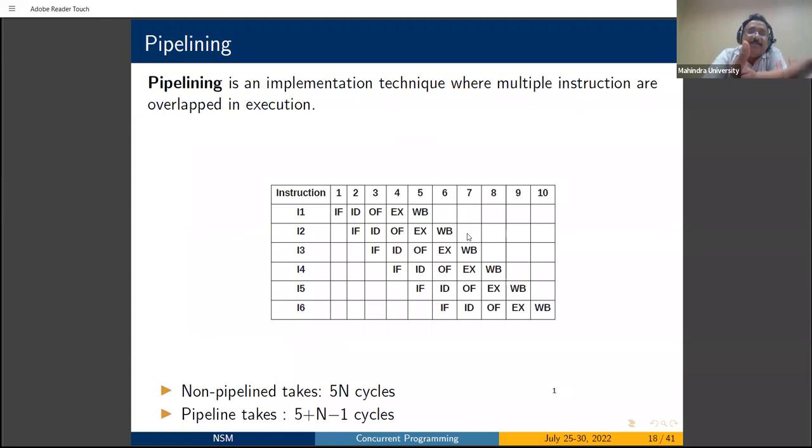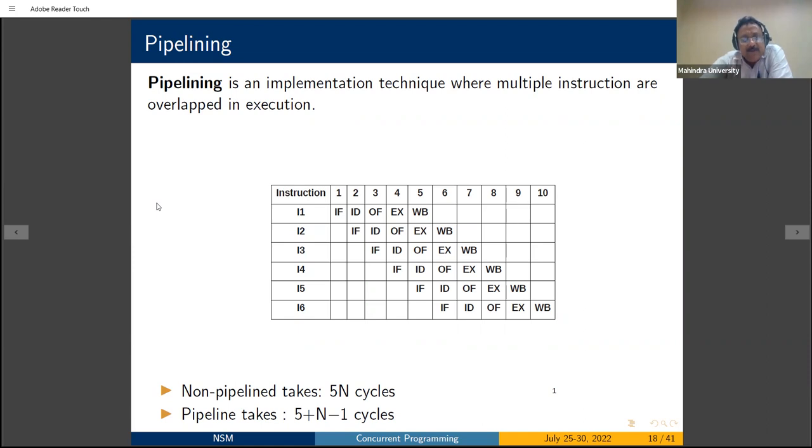What is the definition of concurrent programming? Concurrent programming is a technique where multiple processes or multiple threads are overlapped in execution. Are you with me? That is the simple difference. Actually, the concept of concurrent programming is developed from the concept of pipelining.